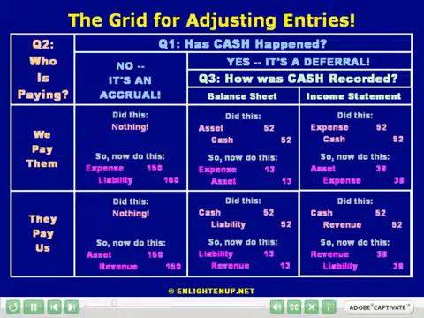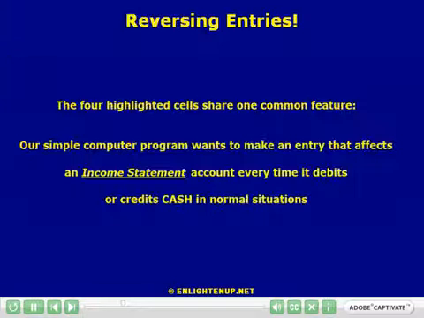Since we're talking about adjusting entries, let's go back to our 6-cell map for adjusting entries and see which ones do get reversed. The accruals on the left, they get reversed. And the deferrals on the right, they also get reversed. It turns out that the only ones that don't get reversed are in the middle column, the deferrals that have been recorded on the balance sheet. The unifying feature of these 4 cells is that whenever we hit this particular transaction, our computer wants to debit or credit an income statement account.